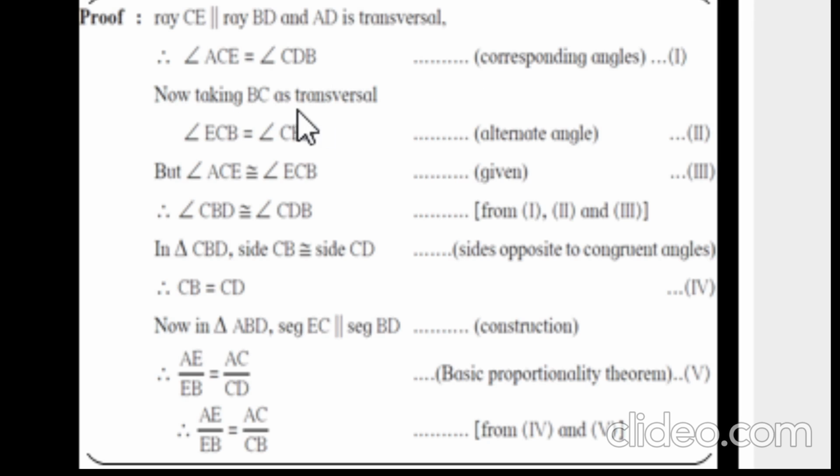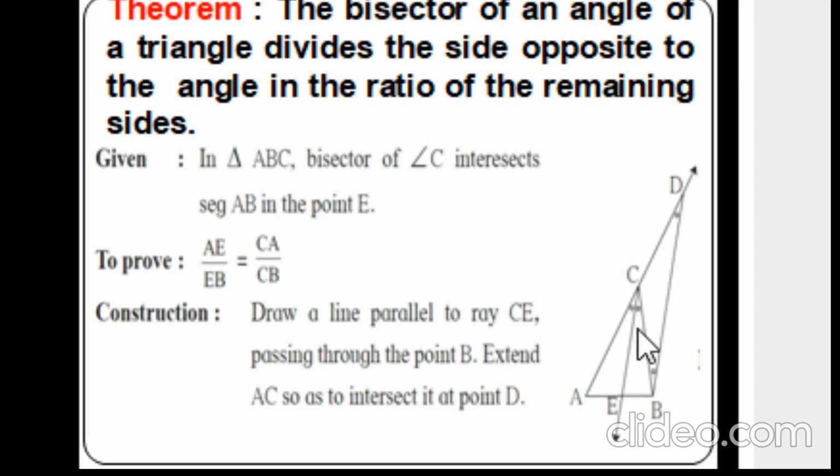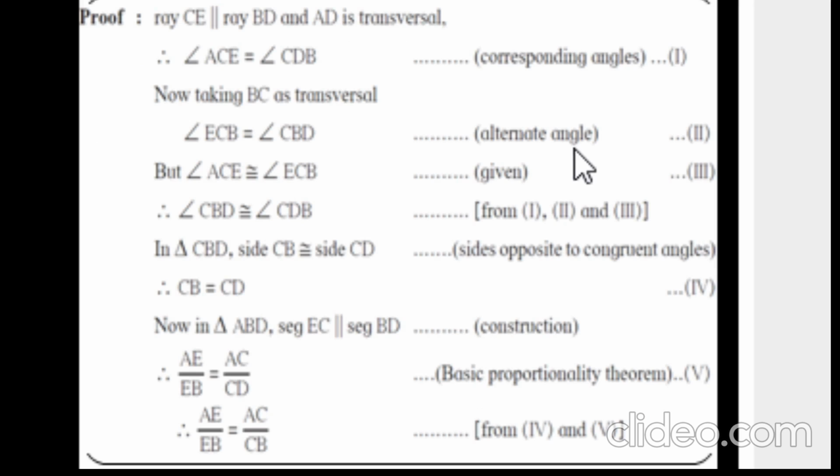Now take BC as a transversal. Then what do we get? Angle ECB is equal to angle CBD. These two angles are alternate angles. So from 1 and 2, what do we get? ACE and ECB are congruent. It is already given because CE is the angle bisector. So the left hand sides of 1 and 2 are congruent. Therefore, the right hand sides are also congruent.